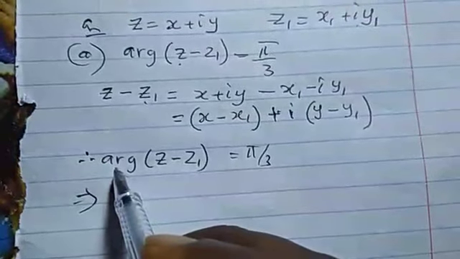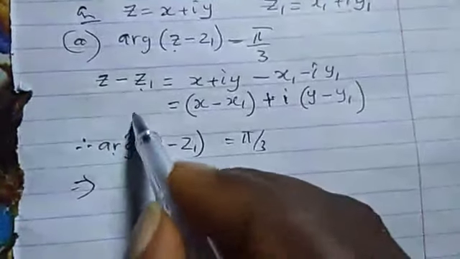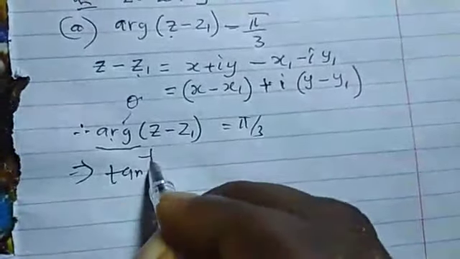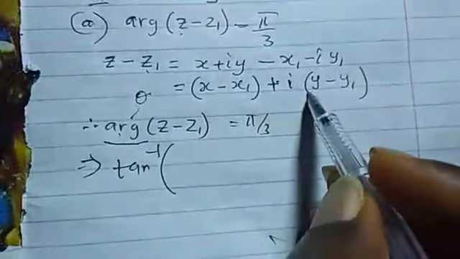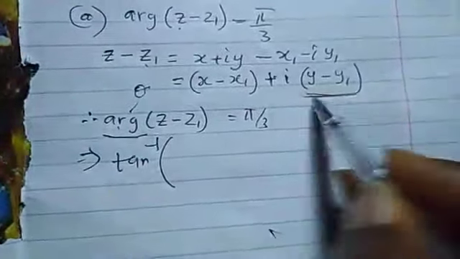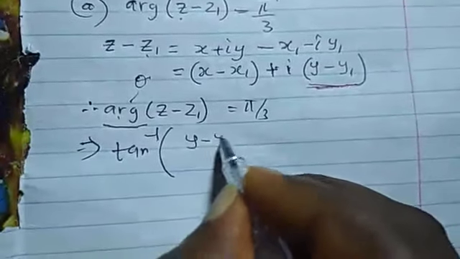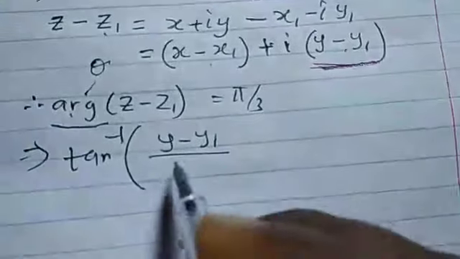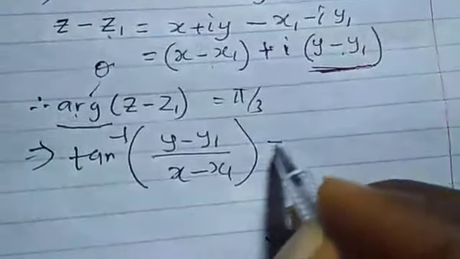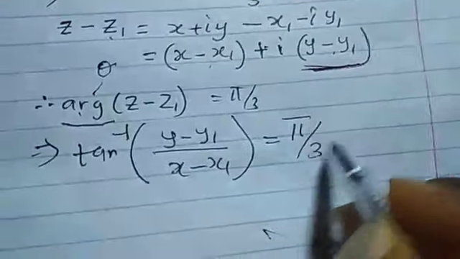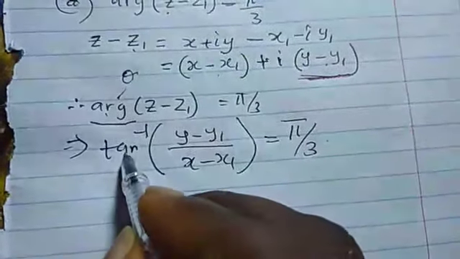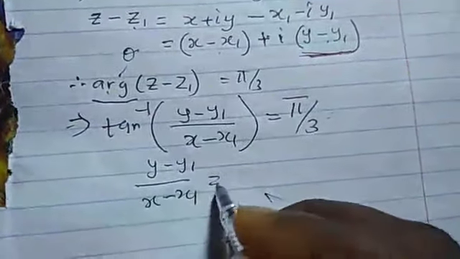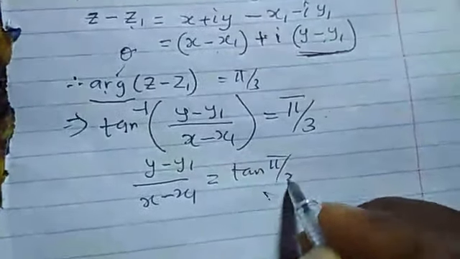What is the meaning of argument? Argument simply means theta. And what is theta? This means arctan of y over x. But we are not dealing with y now. What we have here is, this is representing our y. This is y minus y1 over x minus x1, that is imaginary over real, is equal to pi over 3. If you transfer this arctan to the other side, we have y minus y1 over x minus x1 is equal to tan pi over 3.